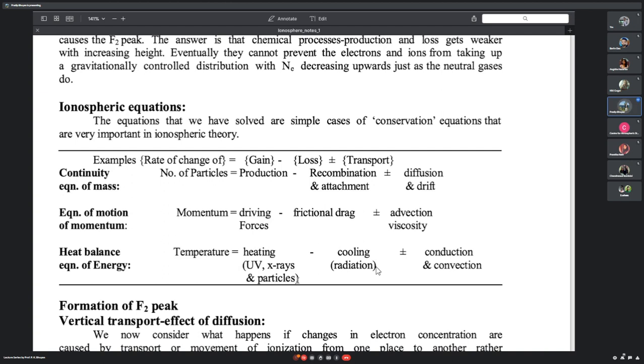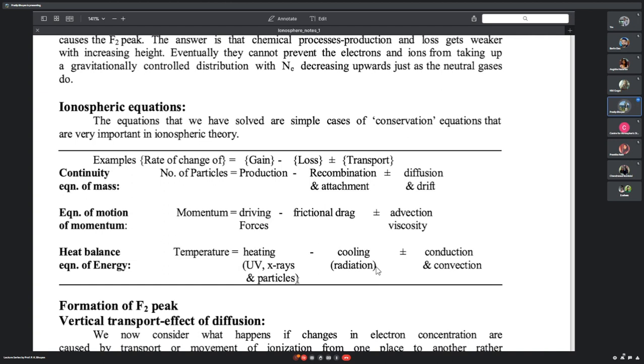And how will cooling be there? Radiation. The environment or the charged plasma will slowly cool because of the radiation. It will try to cool down by radiating the heat to the surrounding environment. And then you have conduction and convection. Normally, when you have a medium, the heat will be conducted or heat can be convected. So that will also take place. The plus minus conduction, convection, heating, cooling, that will control your temperature. Momentum will be due to the driving force and then drag. Along with that, you can also have viscosity.